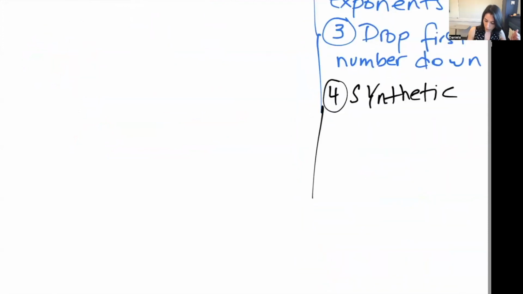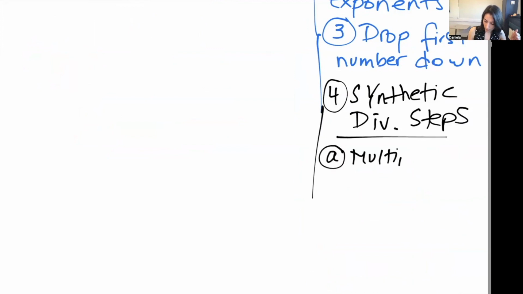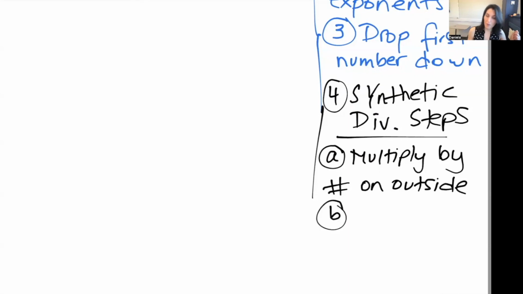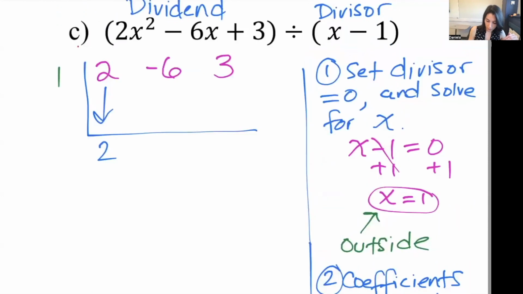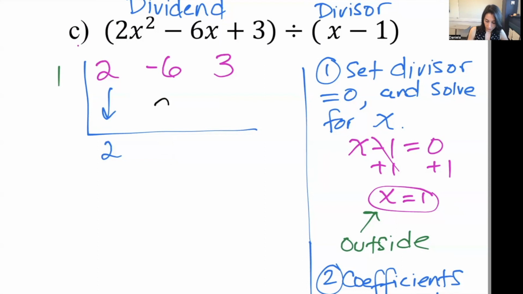Okay, so we're going to actually start the synthetic division. I'm abbreviating here. Here are the actual steps. You're going to multiply by the number on the outside. And then instead of subtracting like you do in long division, you're actually going to be adding down. Okay, so that is the formula. So 2 times 1 is 2, and then add down, and we should get -4.